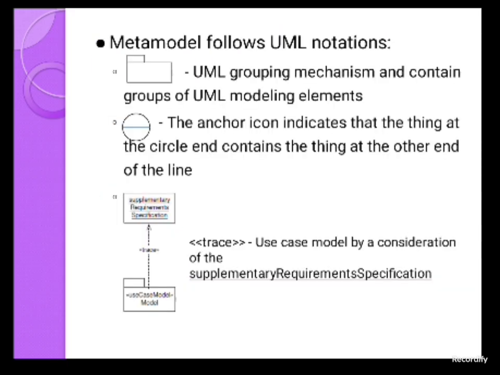So the meta model follows UML notation. It uses the UML grouping mechanism and contains a group of UML modeling elements. The anchor icon indicates that the thing at the circle end contains the thing at the other end of the line.